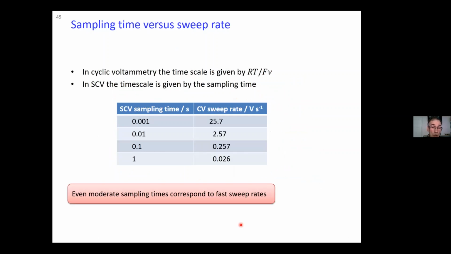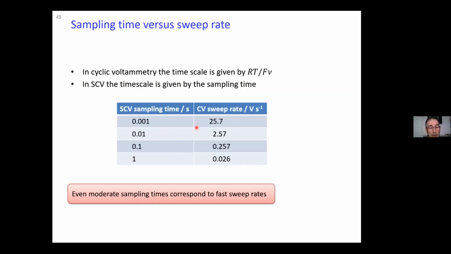And I wanted to show you the parallel with cyclic voltammetry. In cyclic voltammetry, you control the time scale with the sweep rate. In sample current voltammetry, you control the time scale with the sampling time. So these are corresponding situations. Sampling at 1 millisecond amounts to performing your voltammogram at 25 volts per second or so, and sampling at 1 second corresponds to 26 millivolts per second.